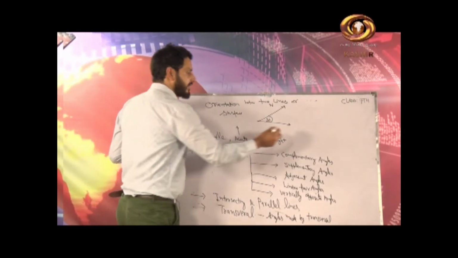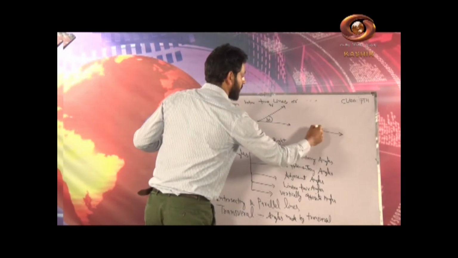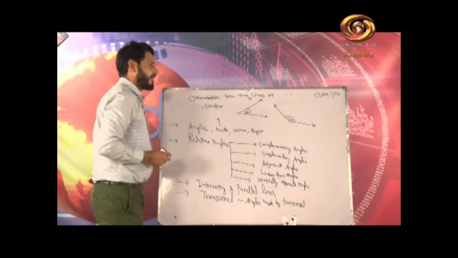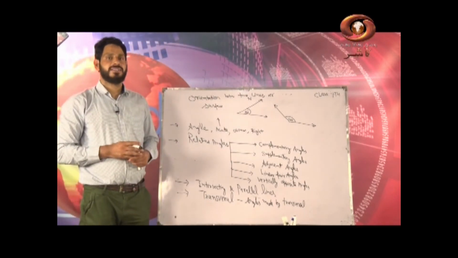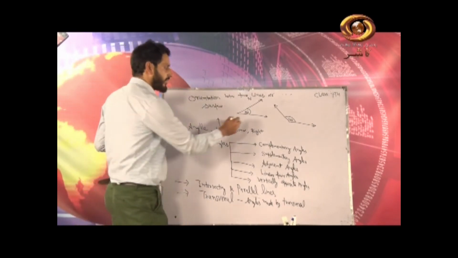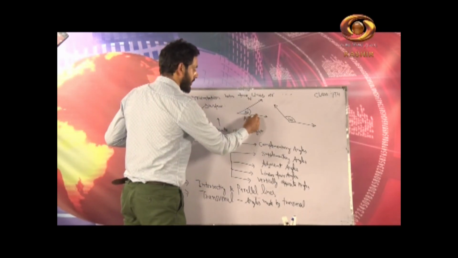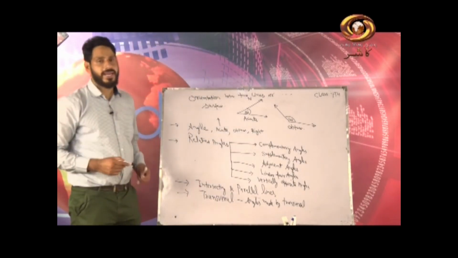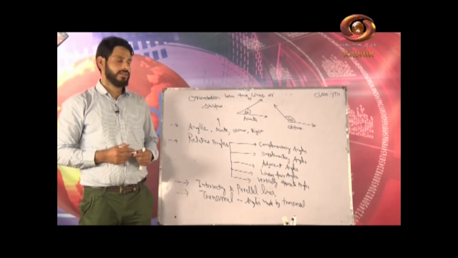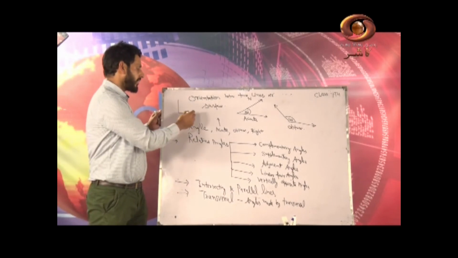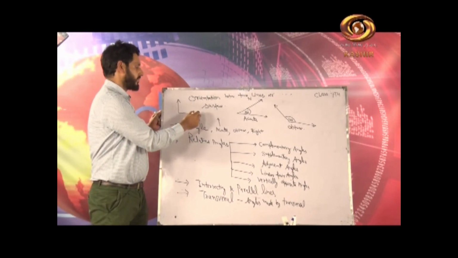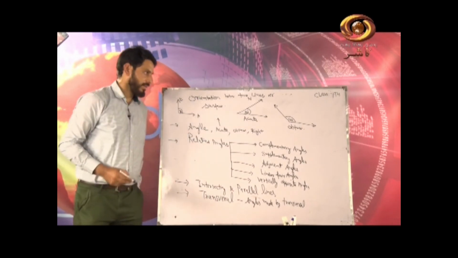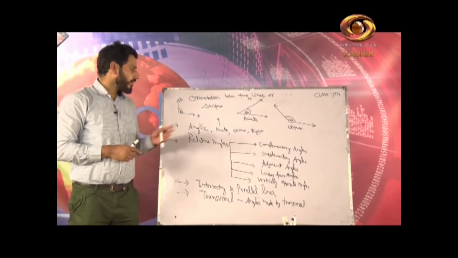If an angle is greater than 90, let us suppose it is 120, this is called an obtuse angle. So this is an acute angle and this is an obtuse angle. What if the angle is exactly 90? That is called a right angle. Suppose this is A, this is B, this is 90 degrees.